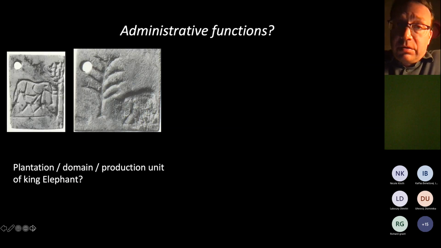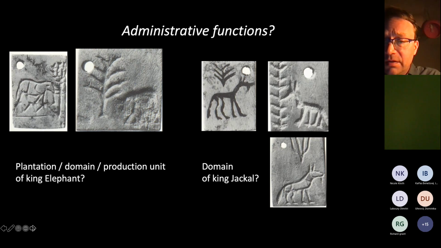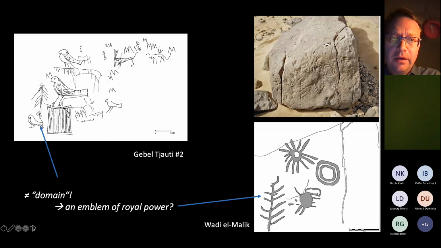Regarding the issue of the administrative function, the idea goes like this: you have these plants or trees, and they stand for plantation, domain, or production unit of some sort associated with perhaps a king elephant. While if you push this, here you would have a domain of King Jackal, which is already kind of weird. And then you have again the plant associated with icons of power, the serekh on the left-hand side, the scorpion and the rosette on the right-hand side in the deserts. And I think the desert is a pretty unlikely place for a production unit.